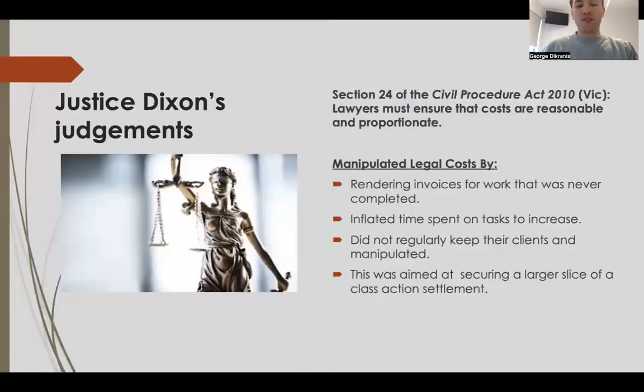So what were the judgments of the case? The lawyers in BOLITHO did several things clearly wrong. They rendered invoices for the work that wasn't done, inflated the time they spent on tasks, and failed to regularly provide bills to their clients. This was all done to fraudulently capture a larger slice of a class action settlement, which litigation funders were entitled to. All that conduct is clearly wrong, but the judgment also provides some general guidance about how to comply with Section 24, which is useful to us as lawyers.